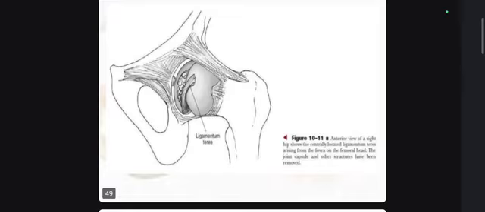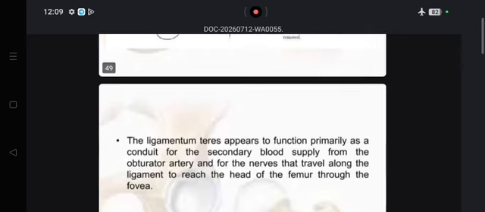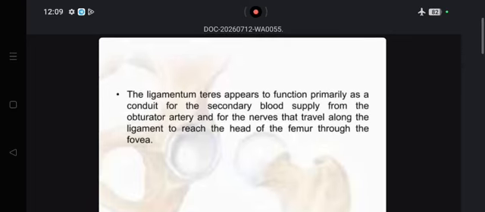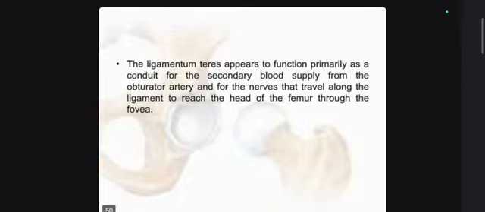This is an anterior view of your right hip, showing the centrally located ligamentum teres arising from the fovea on the femoral head. The joint capsule and other structures have been removed. The ligamentum teres appears to function primarily as the conduit for the secondary blood supply from the obturator artery and for the nerves that travel along the ligament to reach the head of femur through the fovea.